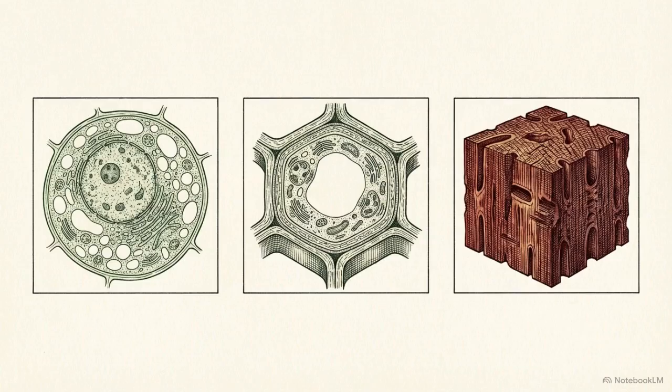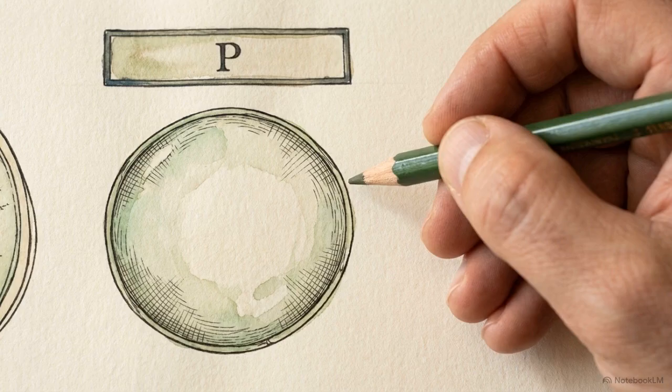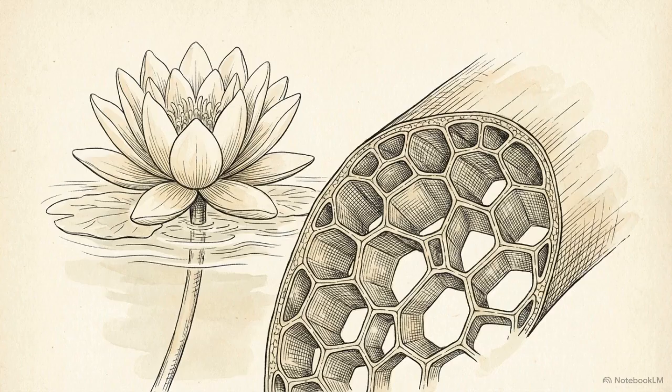Transitioning to the permanent tissue branch, we organize the physical shapes into the PCS framework: parenchyma, collenchyma, and sclerenchyma. Parenchyma acts as the living storage unit. Sketch a thin-walled circular cell. In aquatic plants, like the lotus, these cells adapt into aerenchyma, specialized tissues that trap air to provide buoyancy.